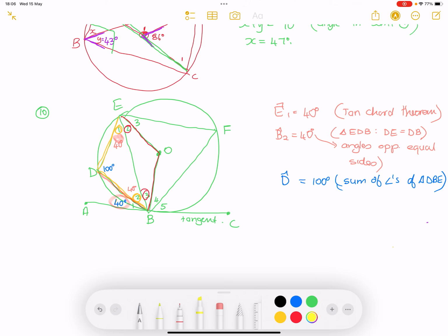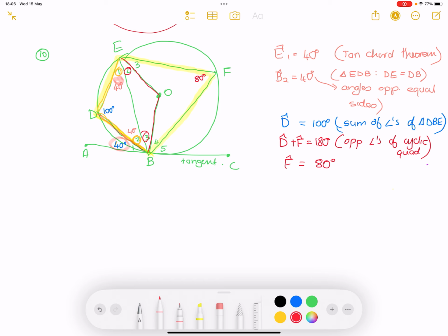So if you look at this, you will see this is a cyclic quadrilateral. So angle D plus angle F is equal to 180, opposite angles of a cyclic quad. And now you can say 100, so F is 80. So angle F is equal to 80.